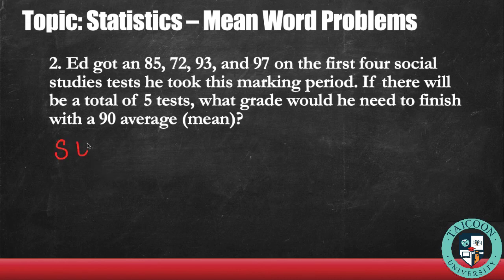So we're going to use our rewritten average formula. The sum of 5 exams is going to equal the average times 5. And our average of the 5 exams at the end of the marking period needs to be a 90.